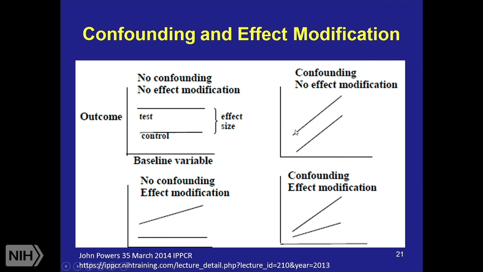If you have confounding but no effect modification, as that baseline variable, for example, may be increasing, the impact you would expect to see on the outcome is increasing, but the distance between the test and control arms is the same. So the impact is the same regardless of which study arm they're in, but the baseline variable looks differential. Effect modification is when the slopes of the lines look different. And if you have confounding and effect modification, it's going all over the place, right? Both have a slope, but they have different slopes.